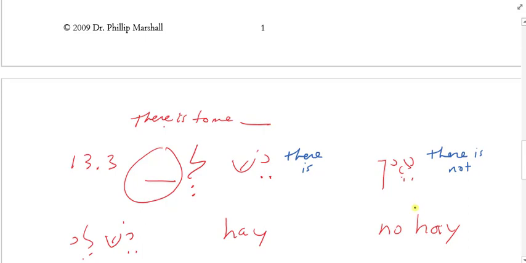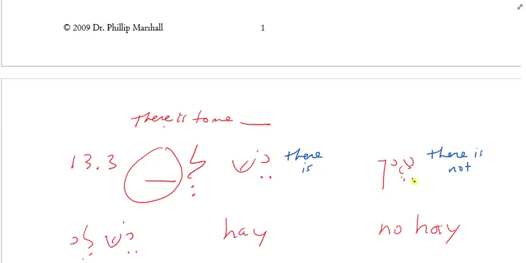How would I say there is not a man? Ein ish, or ein adam. How would I say there are no men? Ein anashim. Okay? So if there is something, yesh something. If there isn't something, ein something. That's pretty simple, right? Okay.